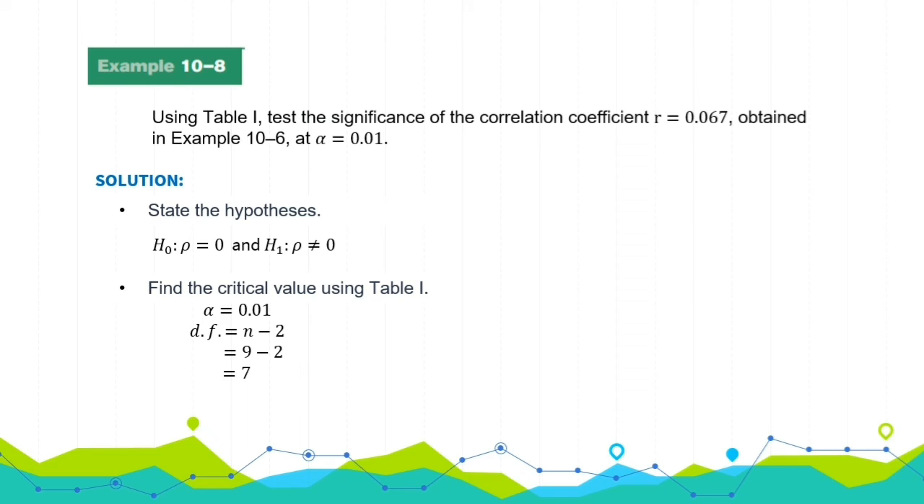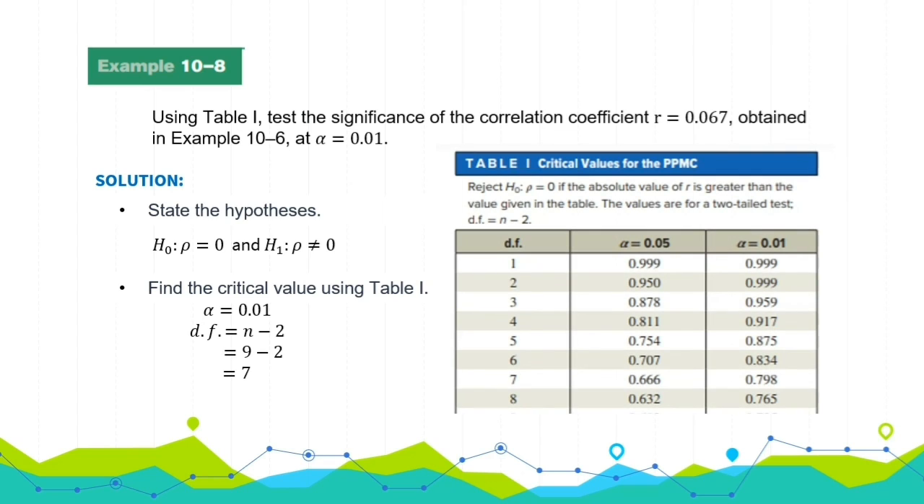So using Table I for the critical values for the PPMC, we have the degrees of freedom is 7 and our alpha is equal to 0.01, and their intersection is 0.798. So the critical values are positive and negative 0.798.